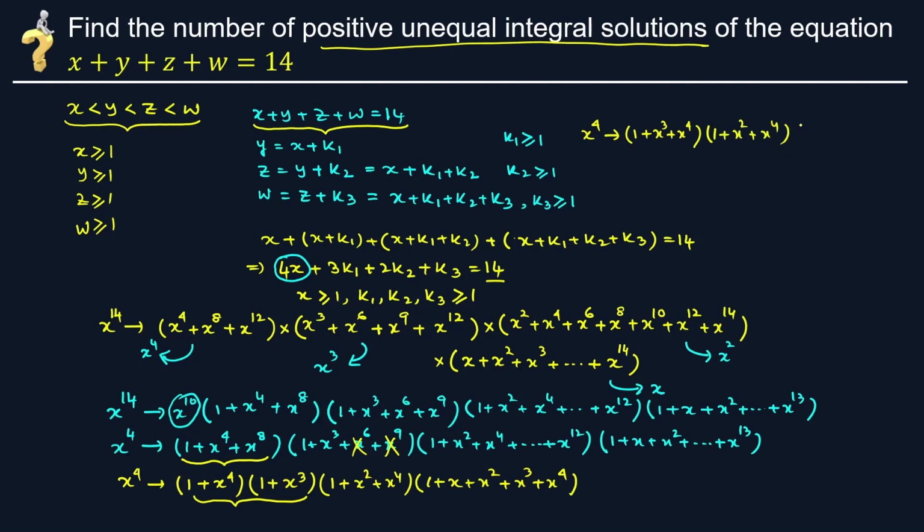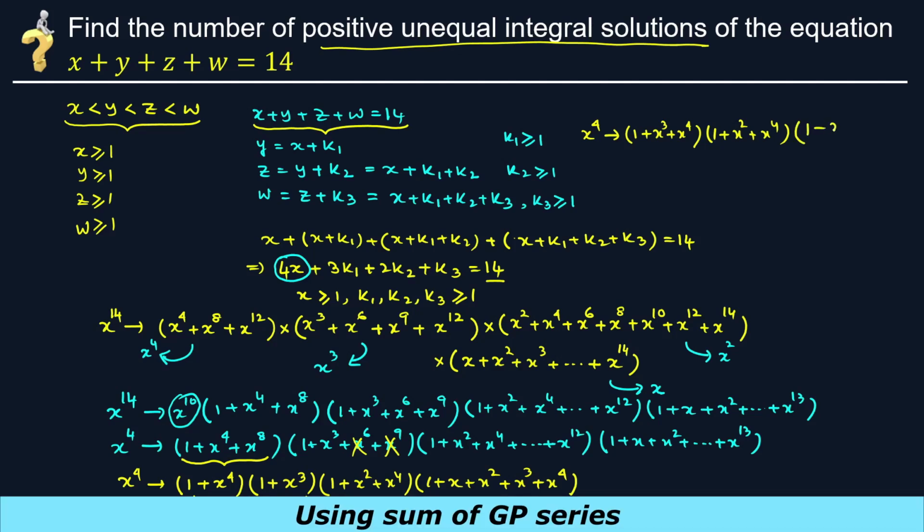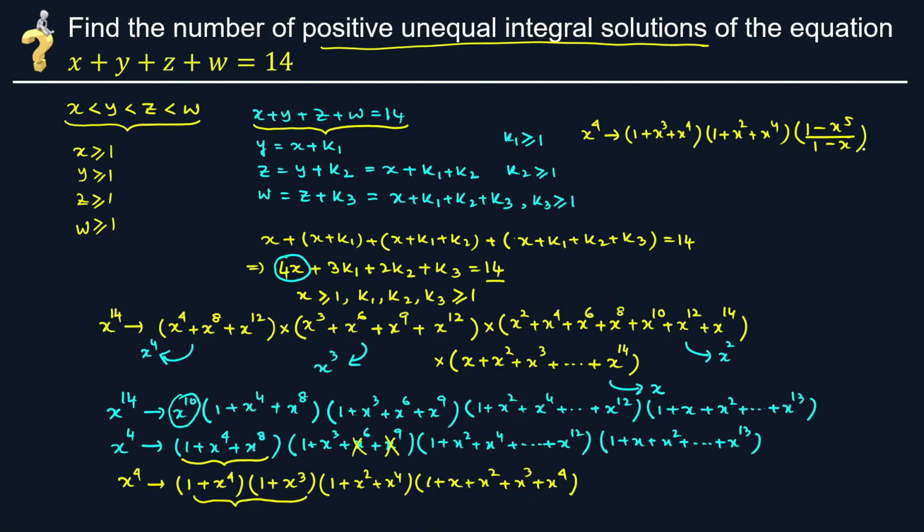And from the third one, we are actually having 1 minus x to the power 5 divided by 1 minus x. This is the GP series, so I have added that. 5 terms are there. So 1 minus x to the power 5 by 1 minus x. So now you need to find out the coefficient of x to the power 4 in this expansion.